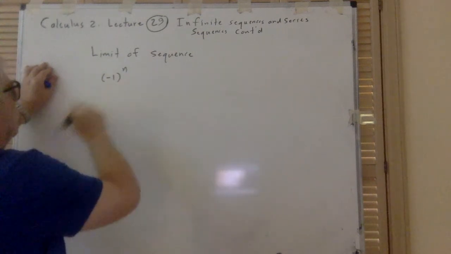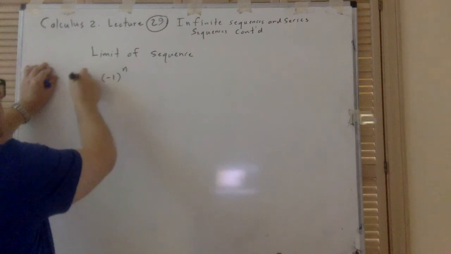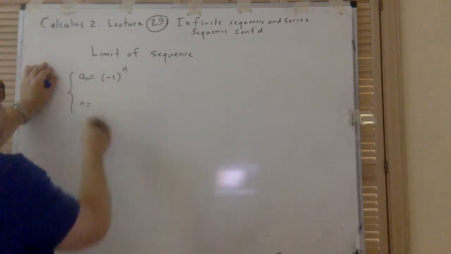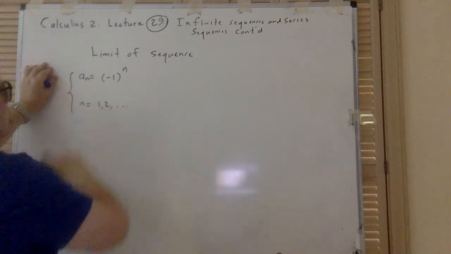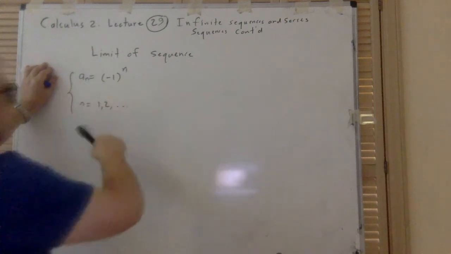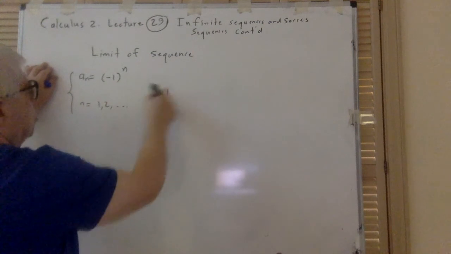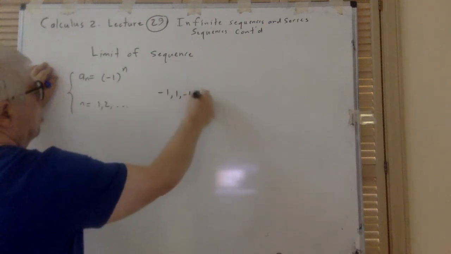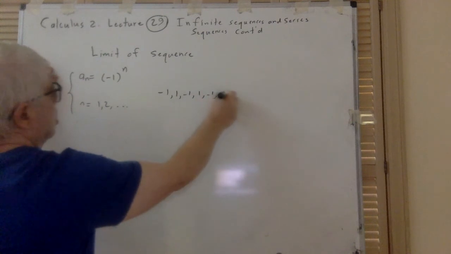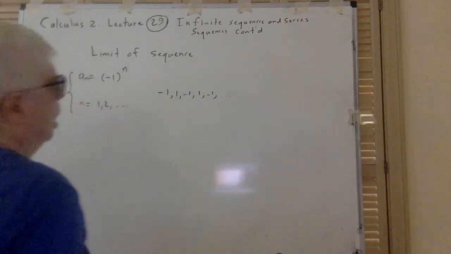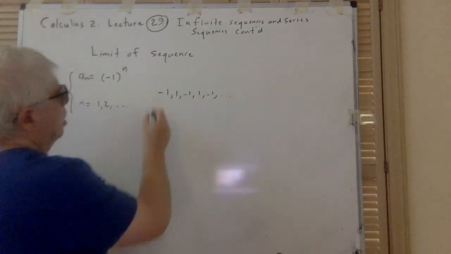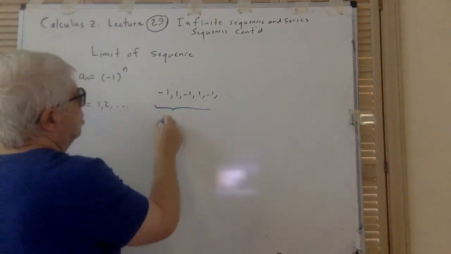So let's say an is this, and let's say n starts at 1. So if this happens, what does it look like? It is -1, -1 to power 1, then it is 1, -1, 1, -1, and so on. So as you see, this is alternating. So if I have alternating.